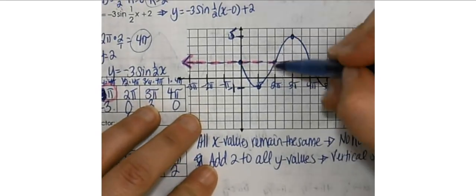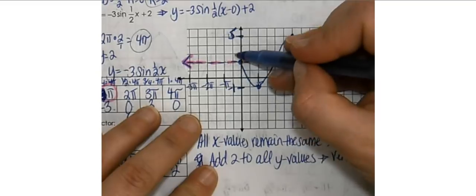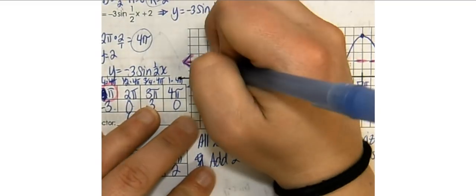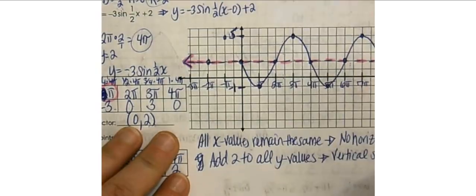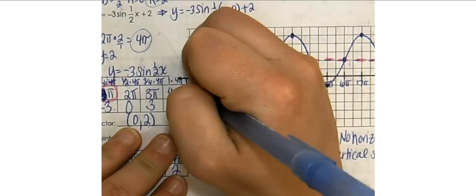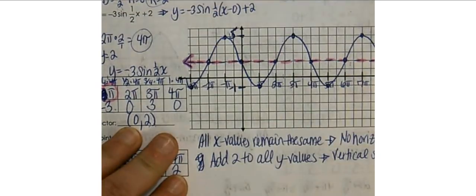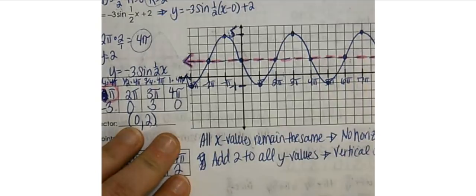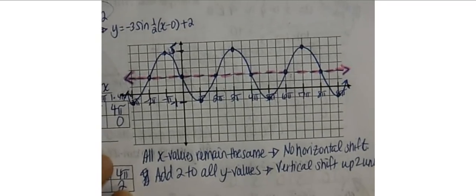To the other side, I would anticipate that it's not going to go down again, it's going to go up. So at -pi, I'm going to go up to 5. At -2 pi, I'm going to go back to 2. And at -3 pi, I'm going to go to -1. And here's my arrow. And the end of this function.